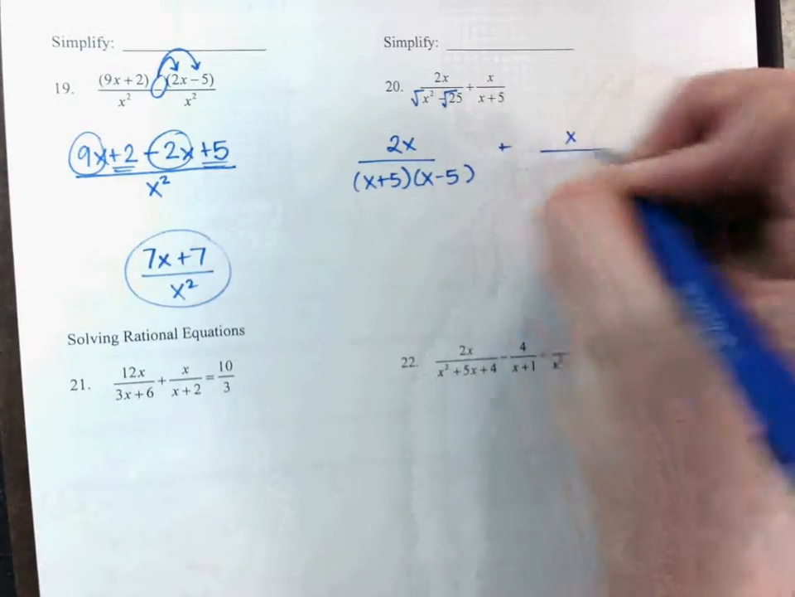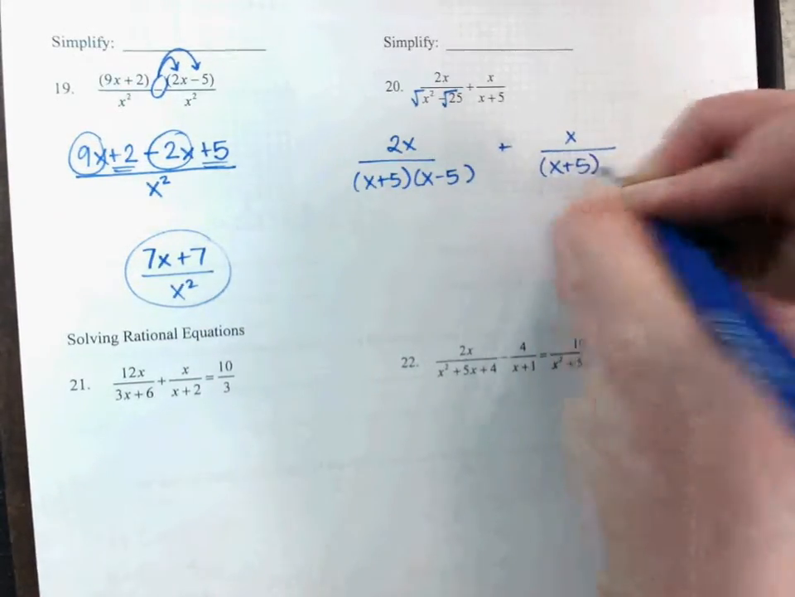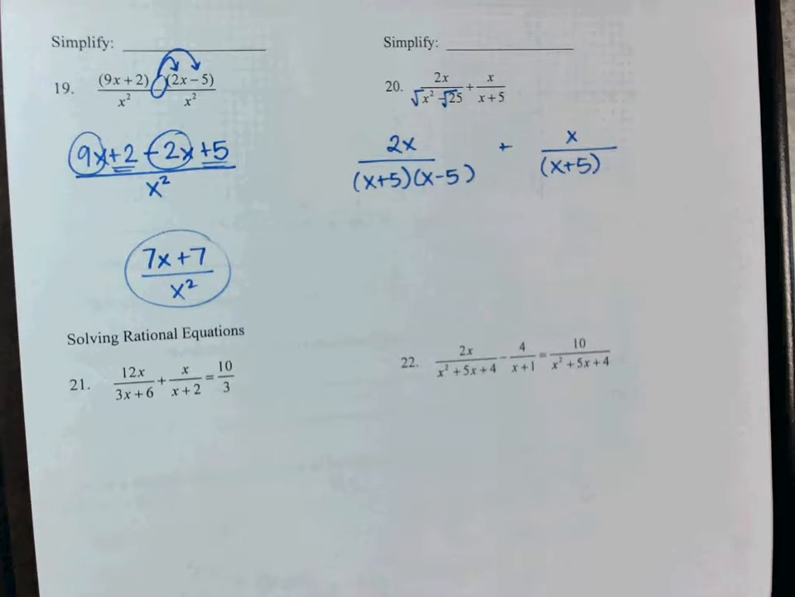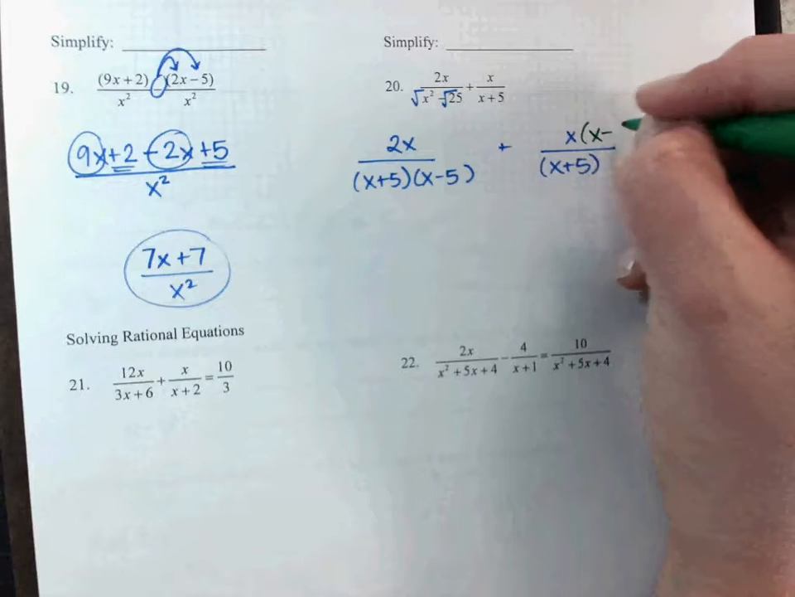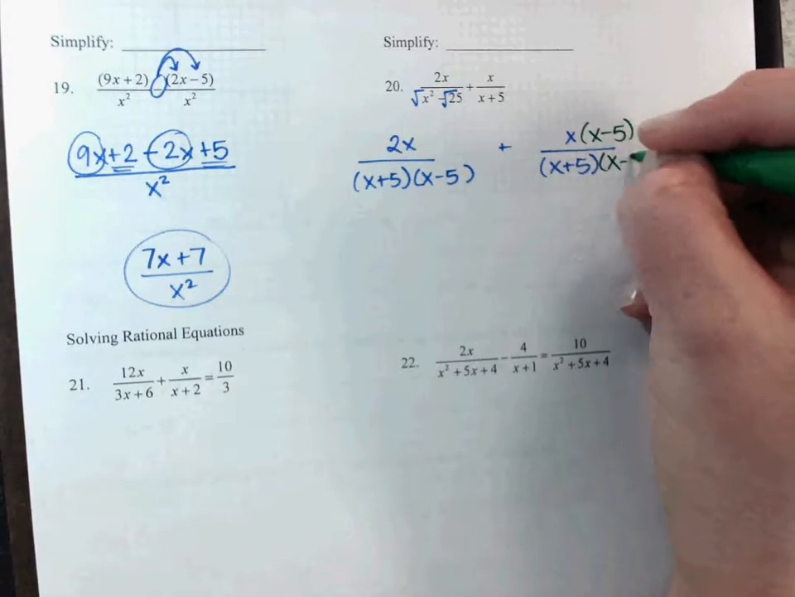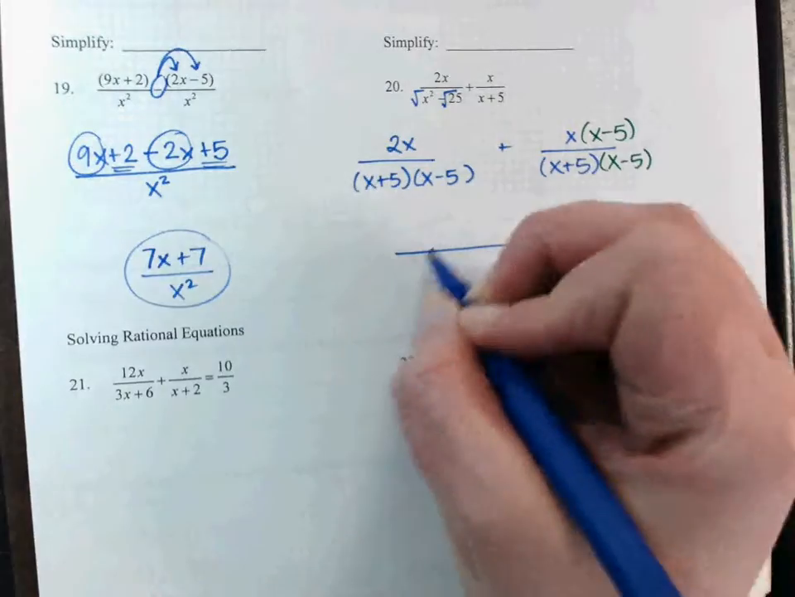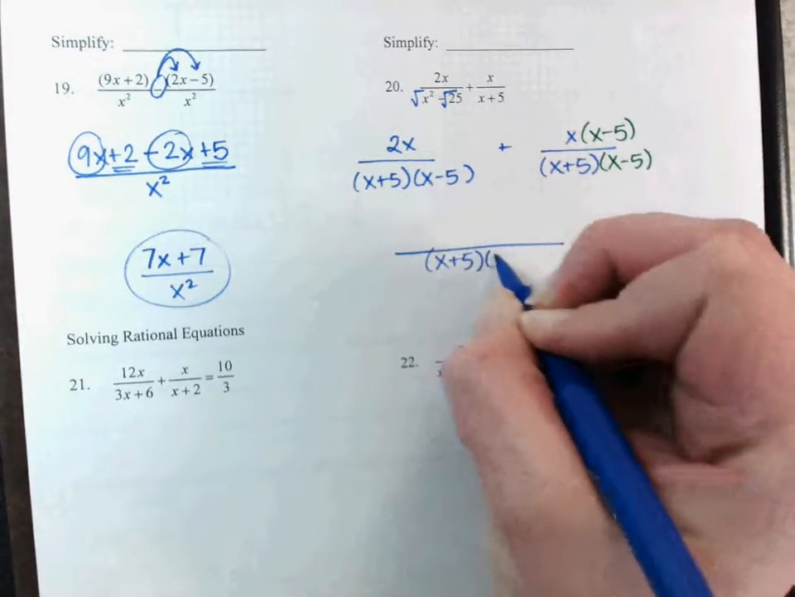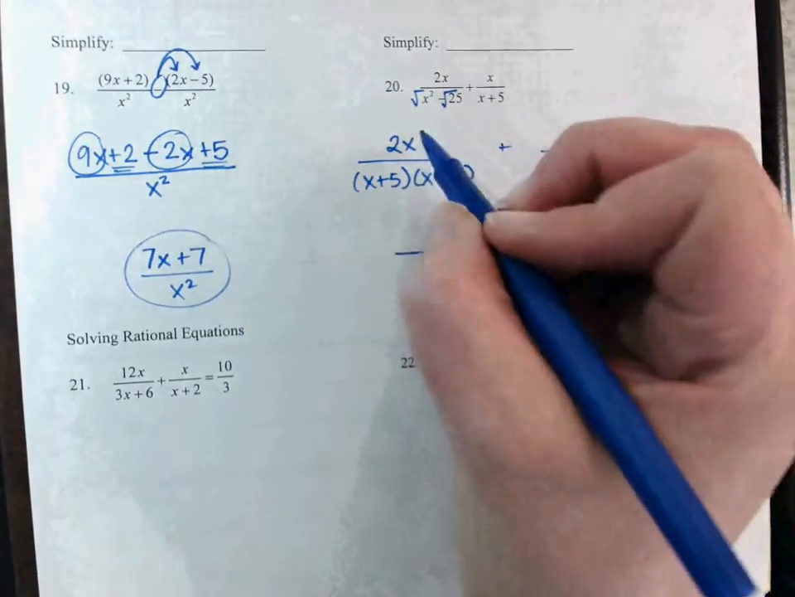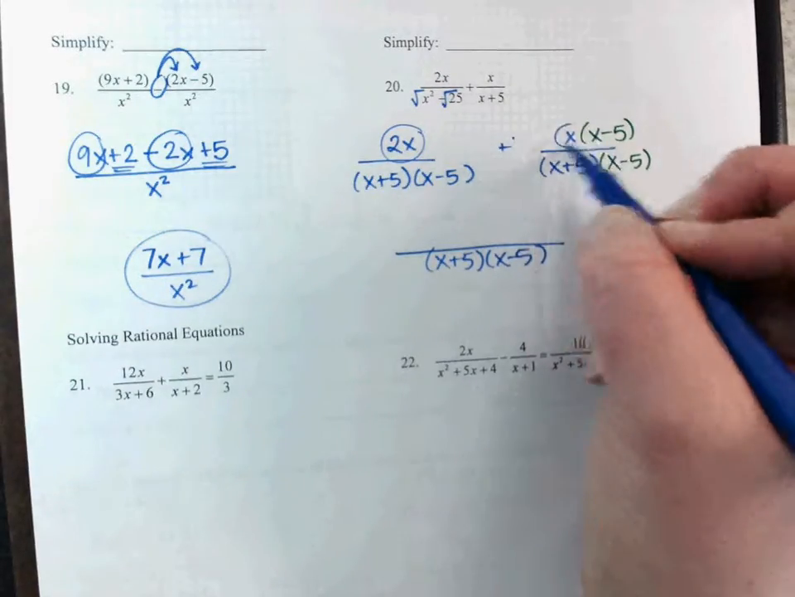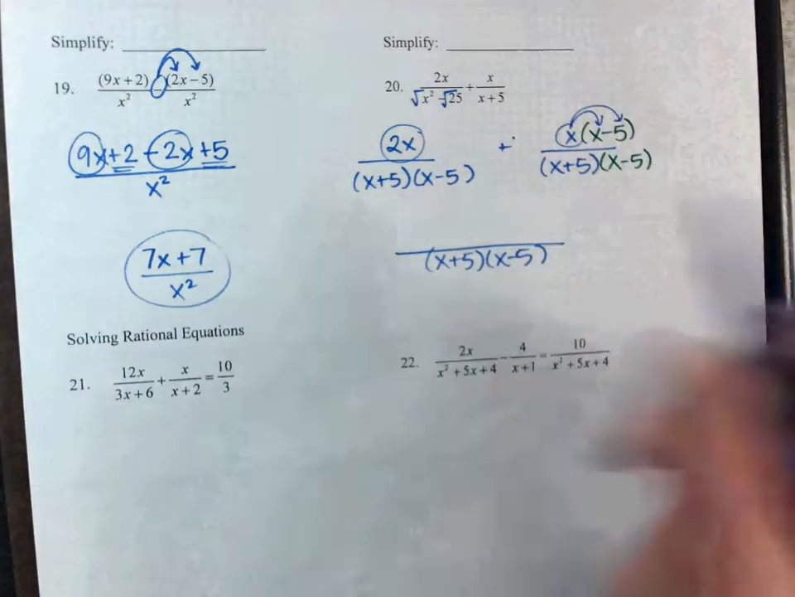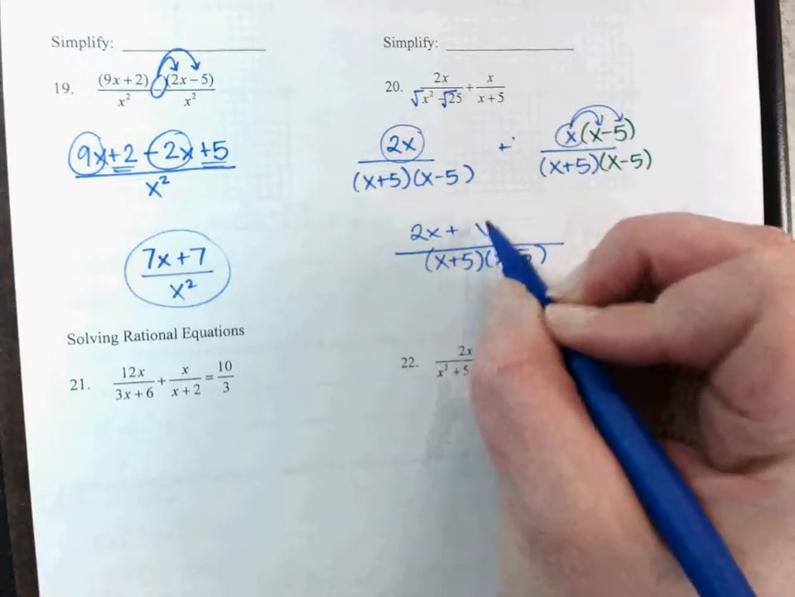Okay, the second one is only an x plus 5. That means we're going to have to fix it. So I'm going to put an x minus 5 on top and on bottom. Then from there, I combine into one big fraction, x plus 5 and x minus 5. And then I have 2x here plus x times x, and then x times minus 5: x squared negative 5x. Perfect.